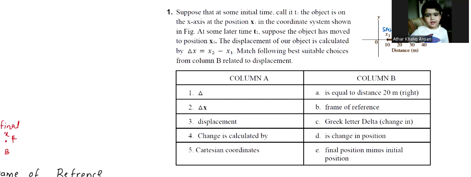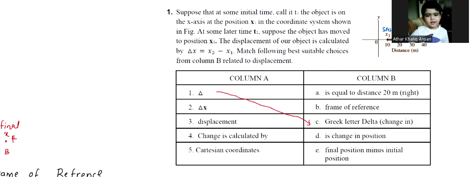The question says what we need to do is just match the columns for the best described value. For example, term number one is representing the delta, and this is a Greek letter. So I will match this one with this. Then delta x is equal to the displacement.